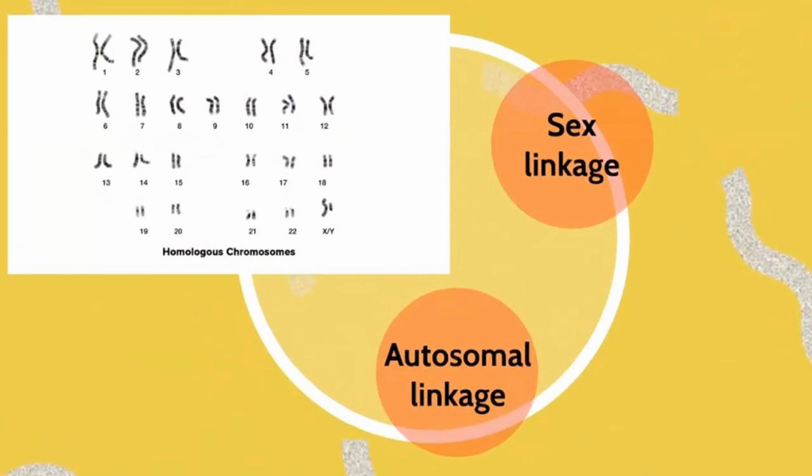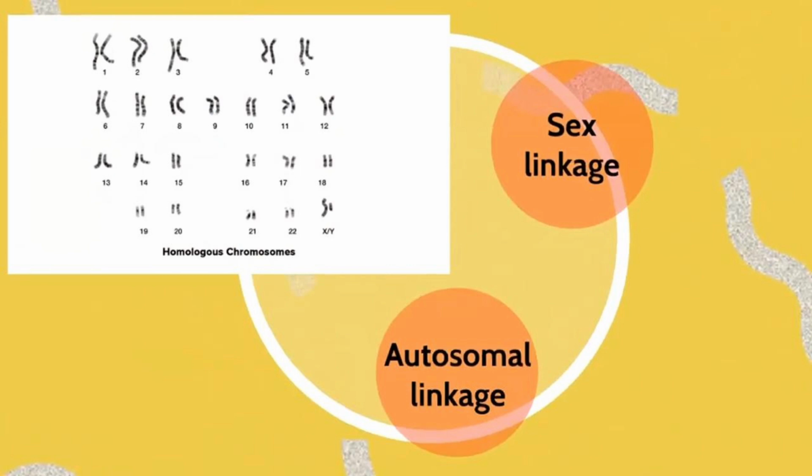There's two kinds of linkage that we can talk about. We can talk about sexual linkage and autosomal linkage. Now, autosomal linkage just means linkage on chromosomes that aren't the X or Y chromosomes. So let's first talk about sex linkage.